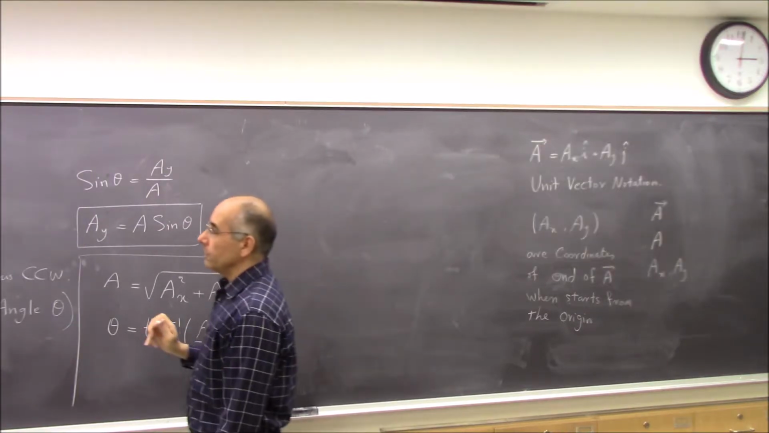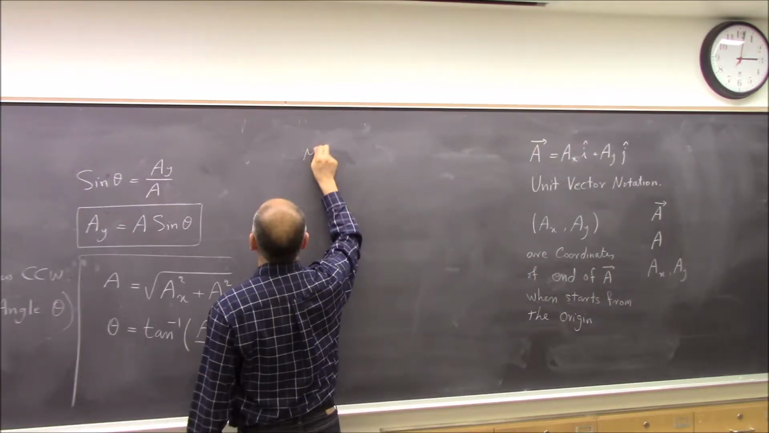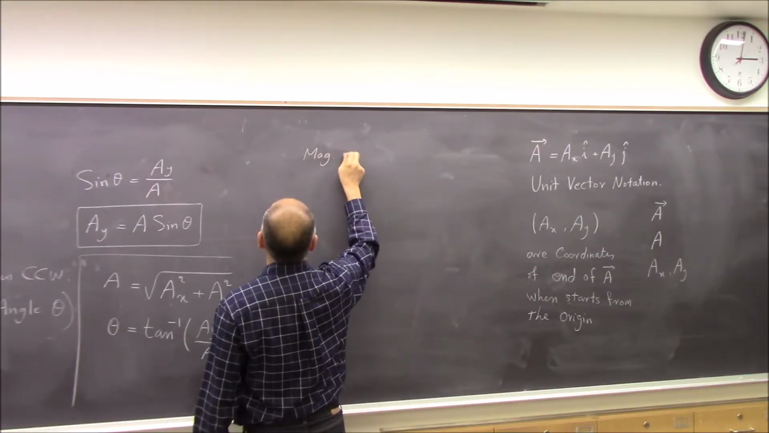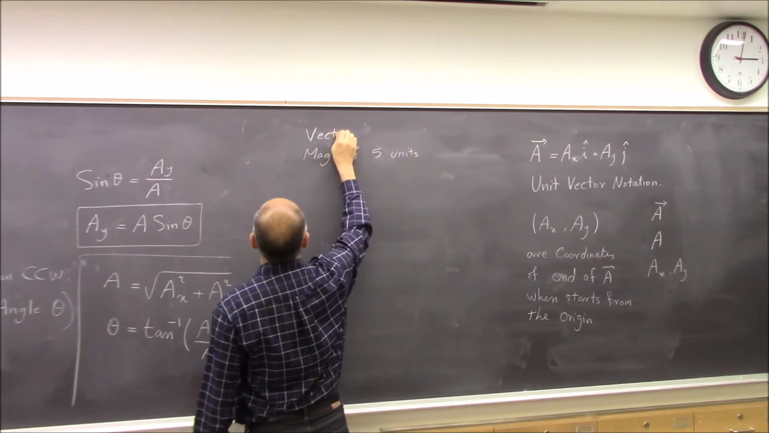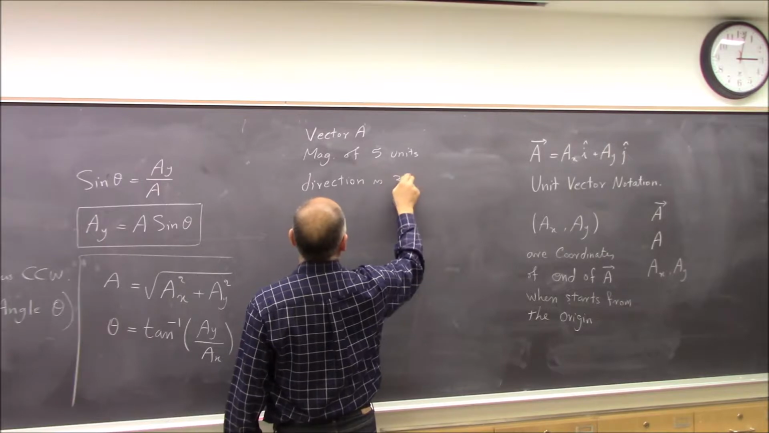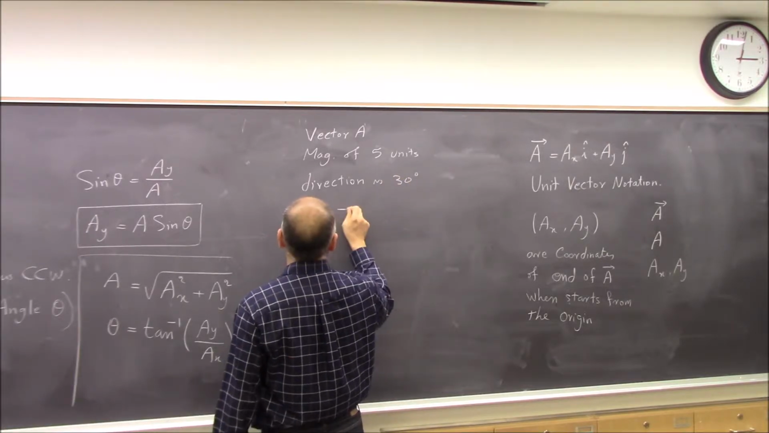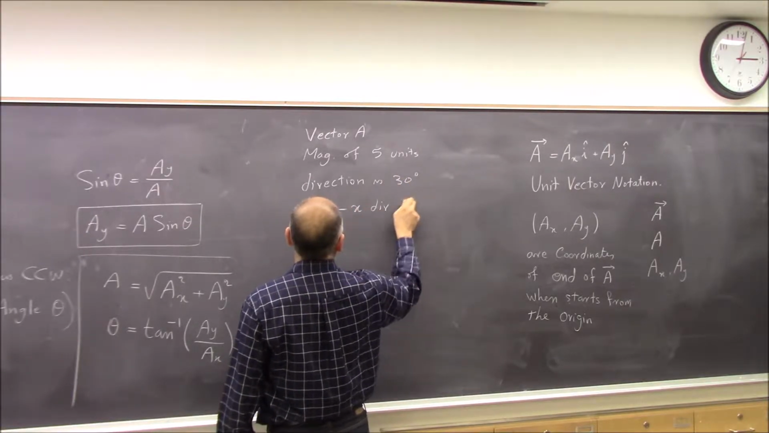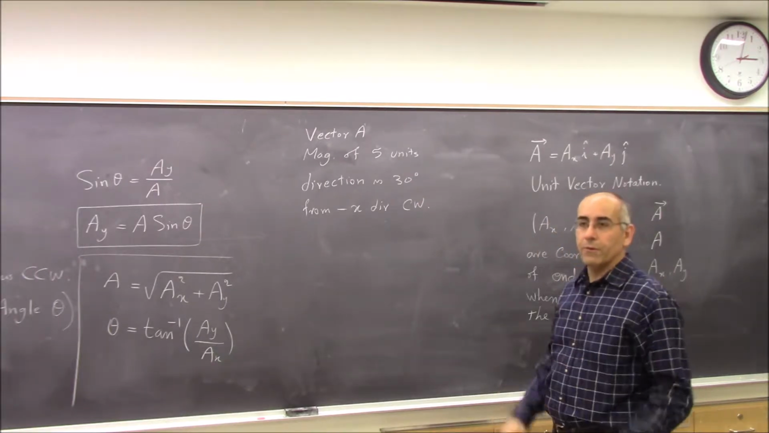So suppose a vector A is given by a magnitude of 5, but its direction is 30 degrees from the negative x direction clockwise. What are the components?